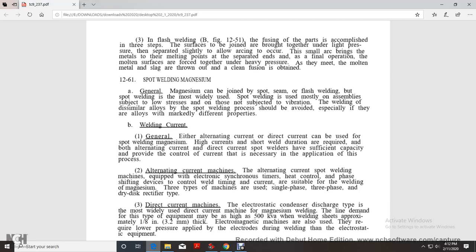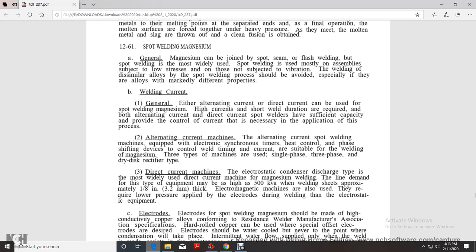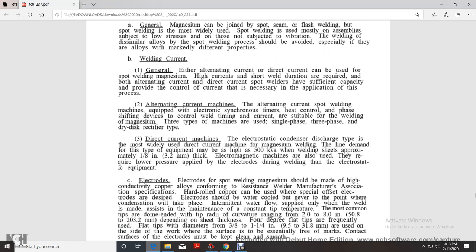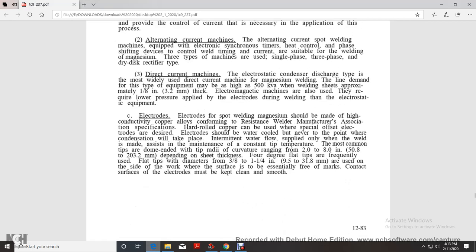Welding current. Generally, both alternating current and direct current can be used for spot welding magnesium. High currents and short welding times are required with both alternating and direct current. Spot welders must have sufficient capacity to provide the current necessary for the application. The alternating current spot machine should be equipped with an electronic synchronizing timer for heat control, and a phase shifting device to control the welding time of the current, which is suitable for welding magnesium. This type of machine is used with single phase, three phase, and dry disc rectifier.